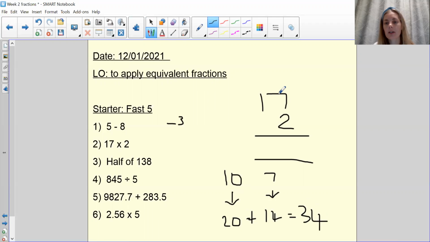And again, if you do it this way, it's exactly the same. 2 times 7 is going to be 14. Carry the 1. 2 times 2 is 4, plus 1 is 5. Okay, so my answer there is 34.